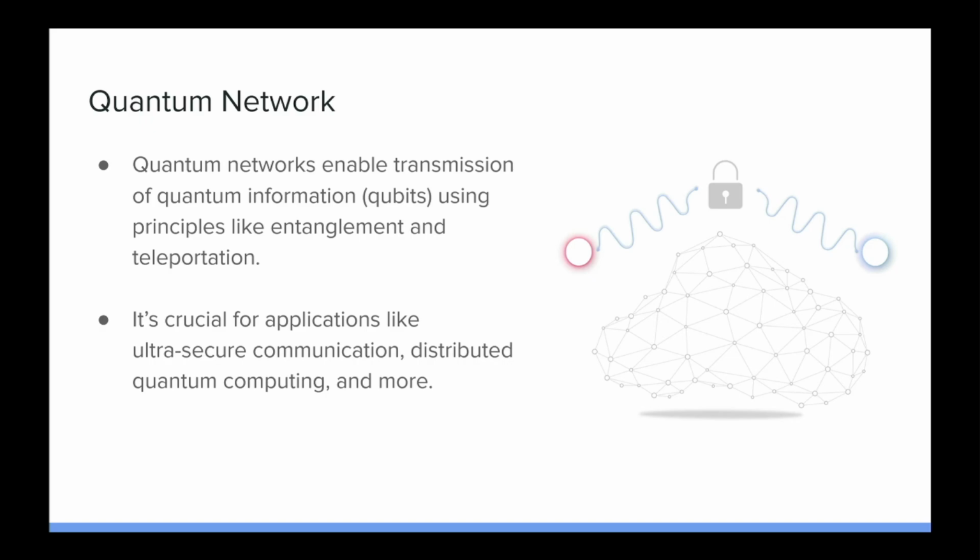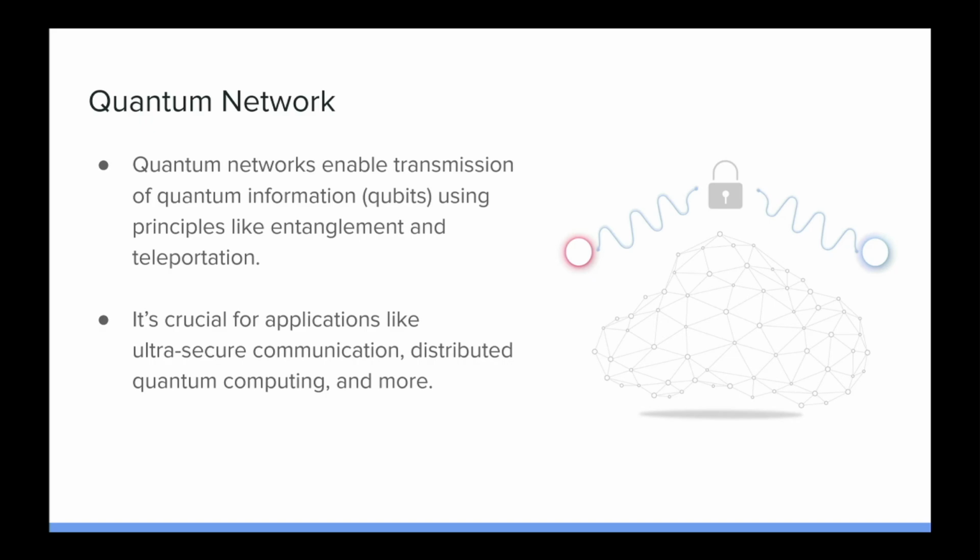Okay, good. So as we all know, quantum plays a fascinating role in the modern computer science area. It can help accelerate some quantum algorithms. It can enhance encryption, and one of those directions is quantum networks. A quantum network enables the transmission of quantum information using properties like entanglement and teleportation. It's crucial for applications like ultra-secure communication, distributed quantum programming, and more. And it can help make quantum computers more powerful.